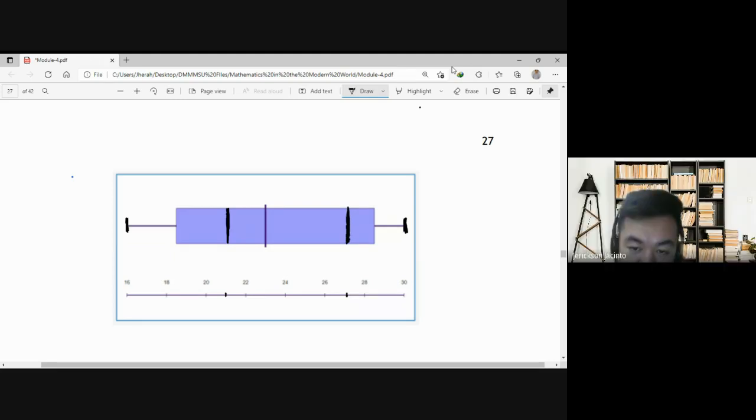Quartile 3 is yan. So, lagyan mo ng horizontal. Then, make a box. Kapag nalagyan mo ng box yun, hanapin mo si 23. 23 is yun. Tama yung placement.